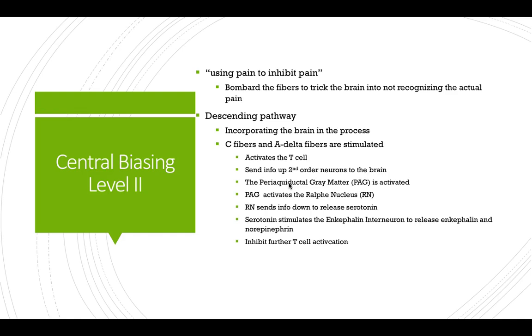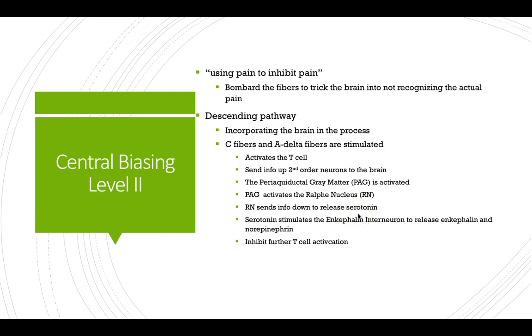So again, descending mechanism: we stimulate so much pain going up to the brain that the brain needs to respond because the body's just in so much pain. So it's going to come up with a way to try to inhibit some of that pain. And that's what takes place. So eventually the periaqueductal gray matter activates the raphe nucleus, or the RN, and that sends info to release serotonin.